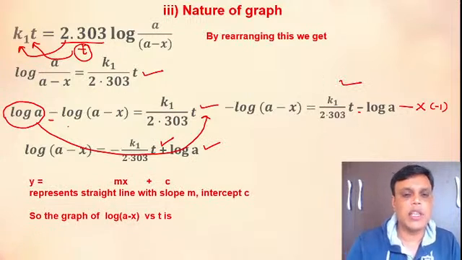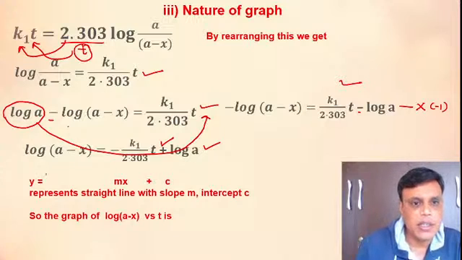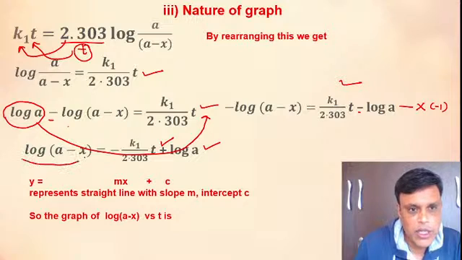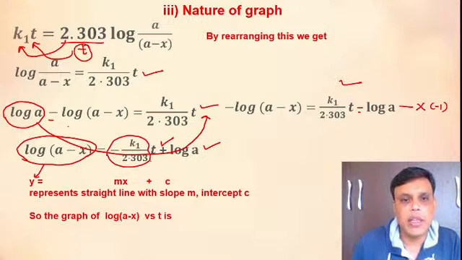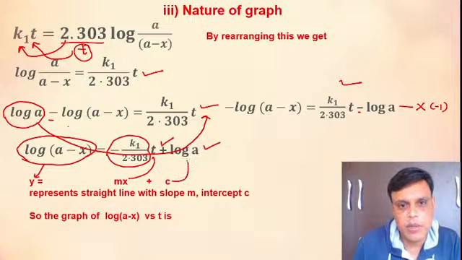ठीक है? So if you see this equation, it is in the form of y is equal to mx plus c. So this whole term is called y. m is nothing but minus k1 divided by 2.303. x is t, and plus c. So the c term is log a.